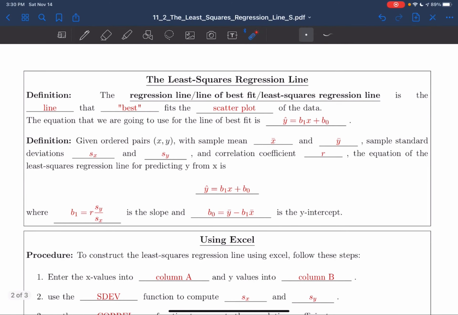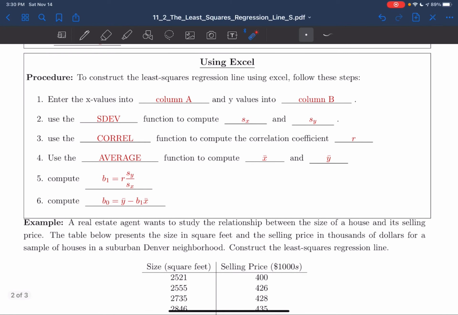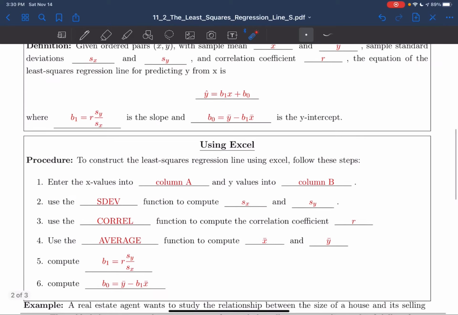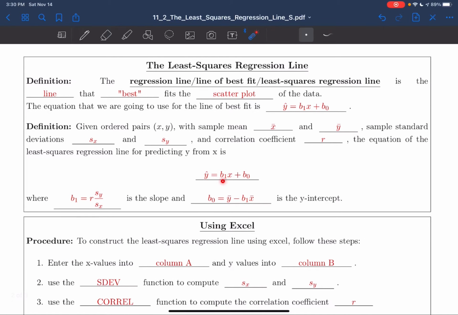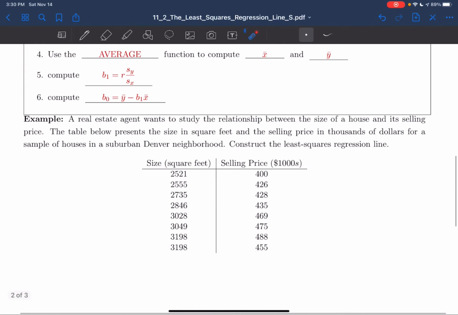And you probably guessed it, but computing this by hand is actually really tedious. That's why we're going to use technology. We're going to use Excel to compute this, and you're going to figure out it's not that difficult to compute our least square regression line in Excel. All we have to do is use some functions. So here's a step-by-step of how to compute our least square regression line, y hat equals b1x plus b naught. We're going to use the standard deviation function, the correlation function, and the average function. So let me do a quick example.